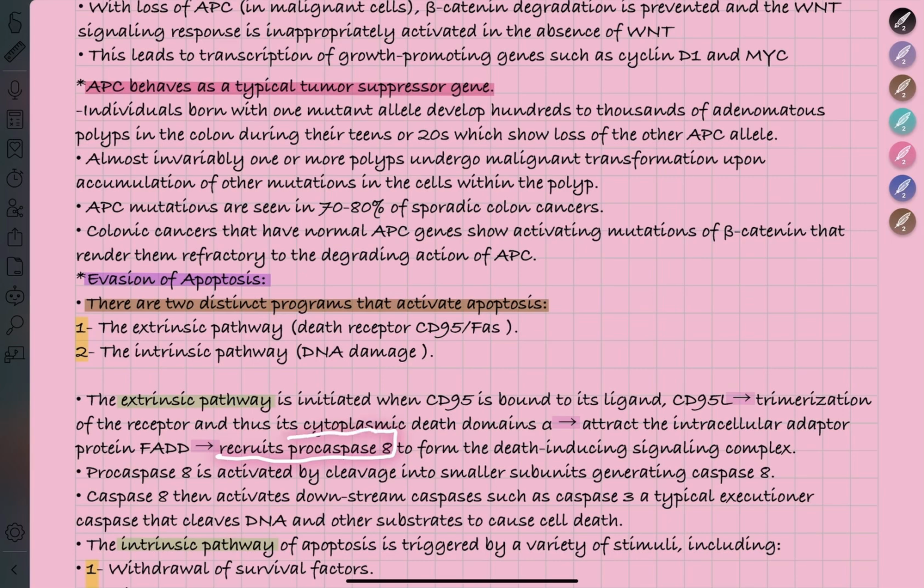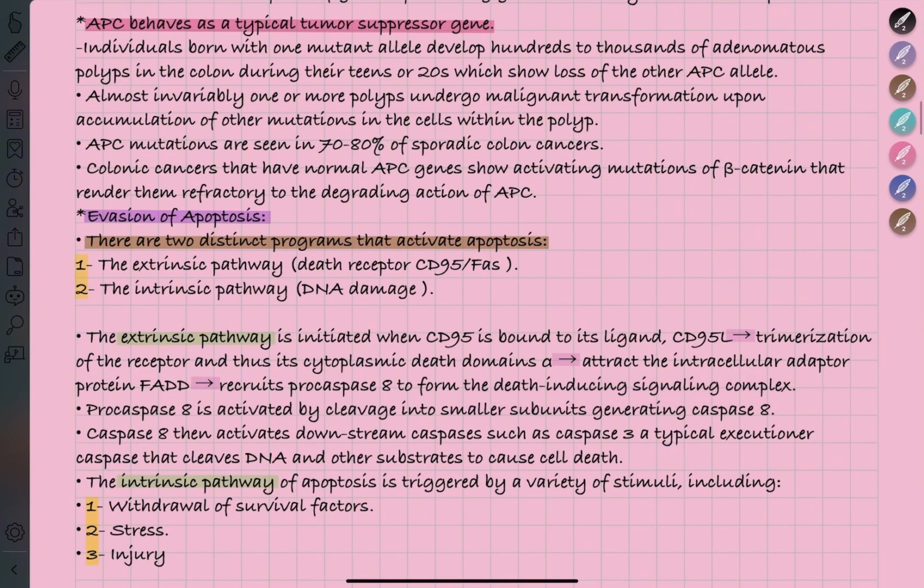What does pro-caspase 8 mean? It means it's still not ready. Pro-caspase 8, still not ready, to form the death-inducing signaling complex. Okay. Pro-caspase 8 is then activated. How is it activated? By cleavage. I cleave it to smaller subunits, I will generate caspase 8. Caspase 8 will activate downstream caspases such as caspase 3. This we call the executioner caspase, okay? So caspase 3 is the executioner caspase. It will cleave DNA and other substrates to cause cell death.